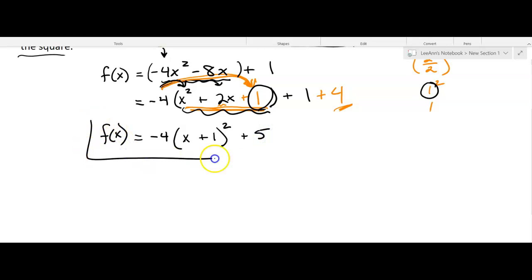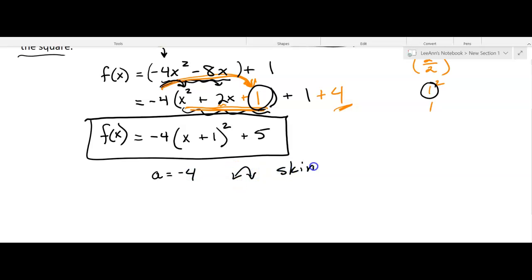I know what a is, I know what h is, I know what k is. In this case, a is negative 4. So I know it's going to be upside down, and it's going to be skinnier. And then I know h is, now remember, it's negative 1. So it's going to shift to the left 1 unit. And k is 5. So it's going to shift up 5 units. So I could graph it with the transformations. They don't ask us to graph this one. All right, so that's the process. You're going to see it again in the next 2 examples.